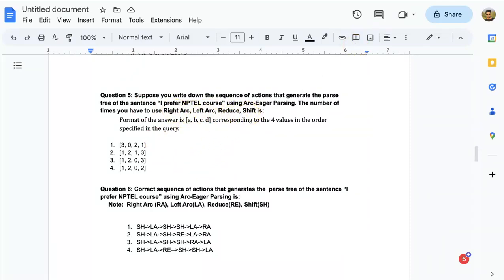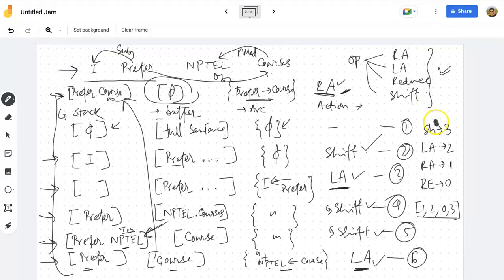Okay, so let's count it here. So we have already counted here. If you see shift, how many times have we taken the shift operation? 1, 2, 3. So 3 times. Left arc twice. So 1, 2, twice. Right arc just once. So here only. And the reduce, there are no reduce operations. So this is the count: 3, 2, 1, 0 for shift, left arc, right arc, and reduce.